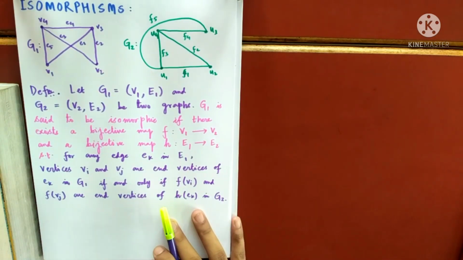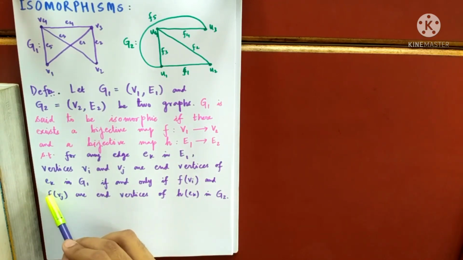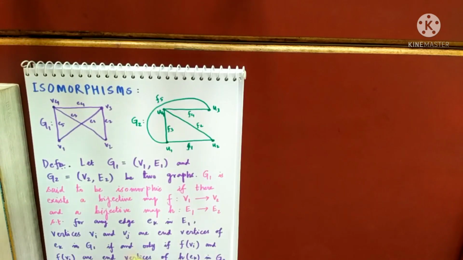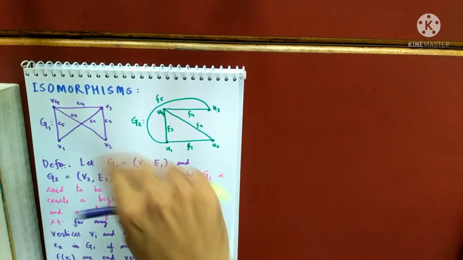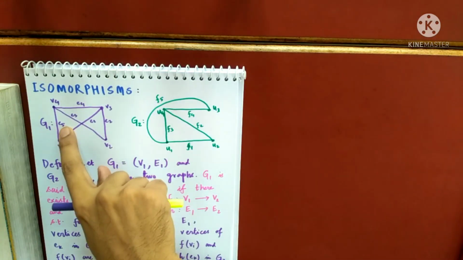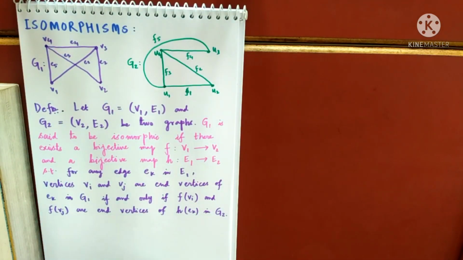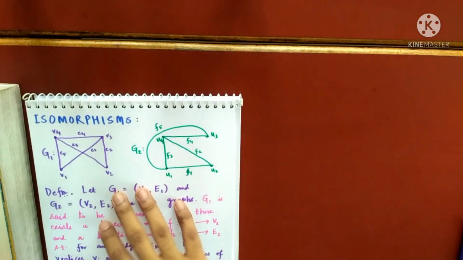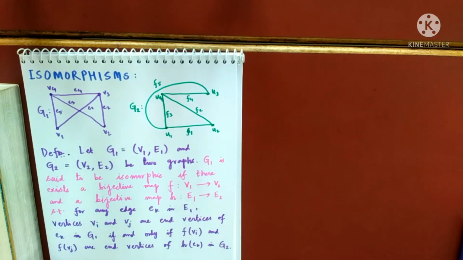So you have to construct a bijective map in such a way that F of Vi and F of Vj are the end vertices of H of Ek. That means the edge which is mapped here and the vertices which are mapped here, those vertices must be the end vertices of the edge which is mapped from here to here. Did you understand my point? So using this definition, I'll prove that these two graphs are isomorphic. They are exactly the same graphs.